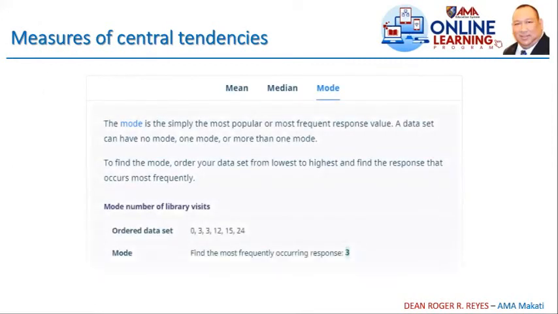The mode is simply the most popular or most frequent response value. A data set can have no mode, 1 mode, or more than 1 mode. To find the mode, order your data set from the lowest to highest and find the response that occurs most frequently. Ano ba yung pinakamaraming beses nag-appear? So 0, 3, 3, 12, 15, 24. Ang pinakamarami ay 3. So the mode is 3.